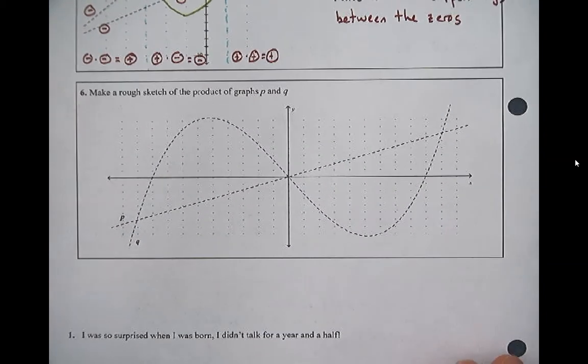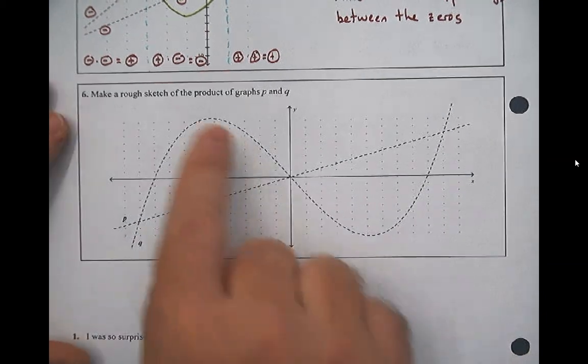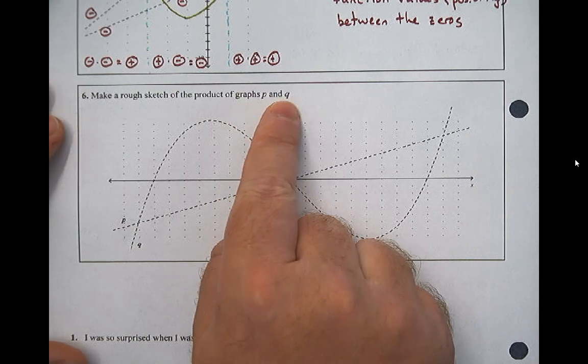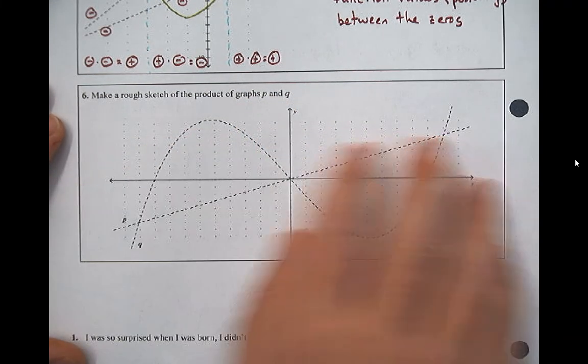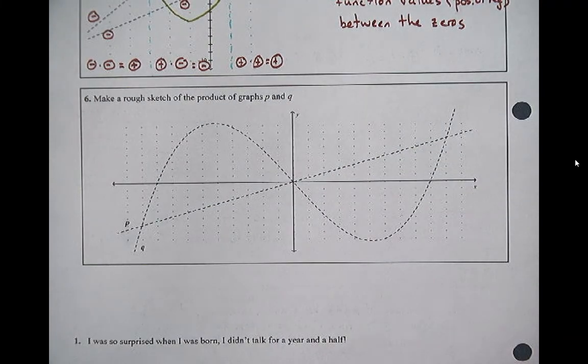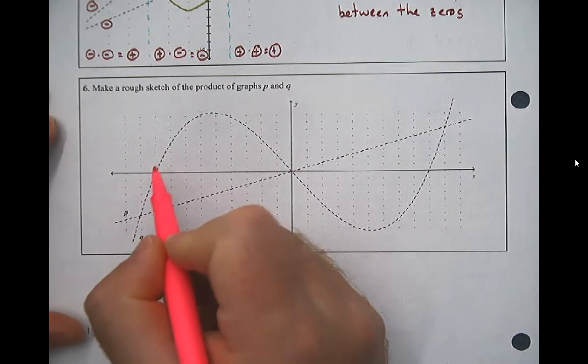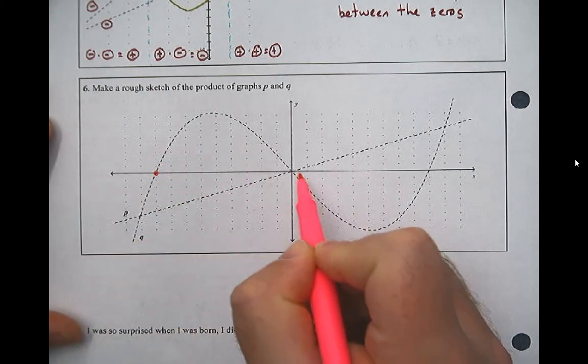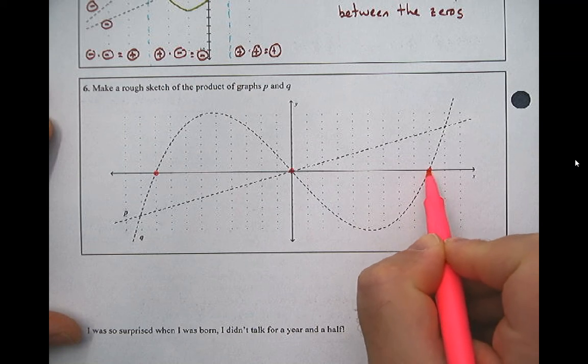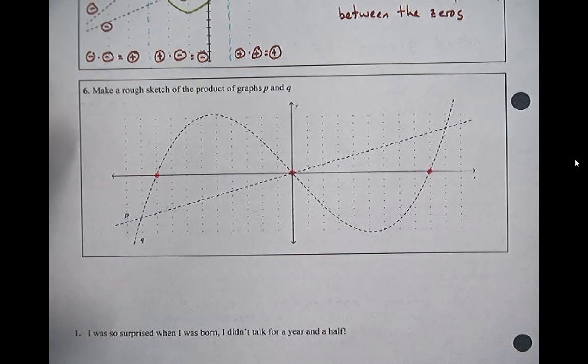Okay, so I'm going to have you pause here. Try to figure out what is the product of P and Q. What would the graph product be of these two? Okay, let's see how you did. If you haven't paused yet, I really encourage it. So I'm going to first highlight all my zeros because the zeros are going to stay as zeros. 0 times anything is 0. So anytime I cross the x-axis, I'm still going to cross the x-axis at that spot.